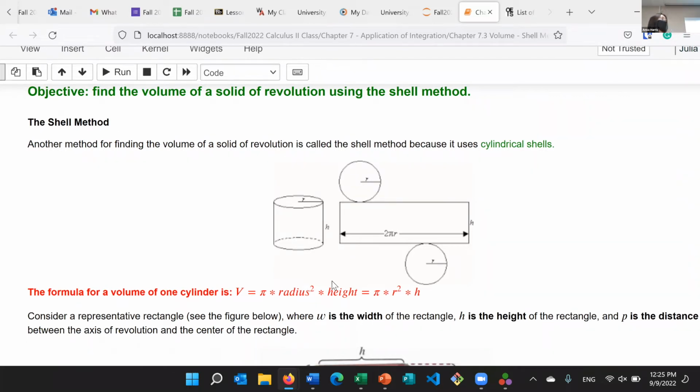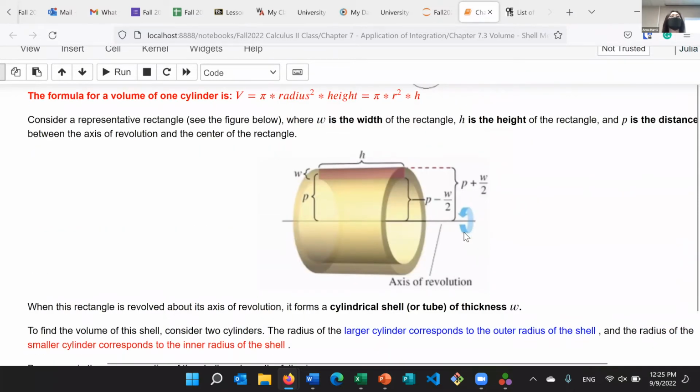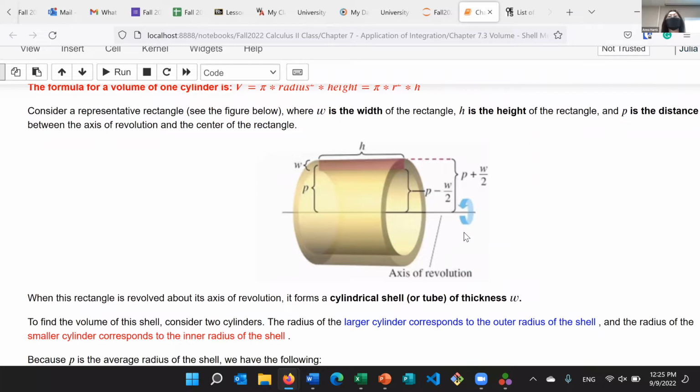Okay, so another method of finding the volume of a solid of revolution is called the shell method because it uses cylindrical shells. Okay, so in other words, a shell looks like this. That's a shell. Okay, do you see it? It's a cylinder, but you have a what? Little width. The width is very, very tiny. Okay, yes, good.